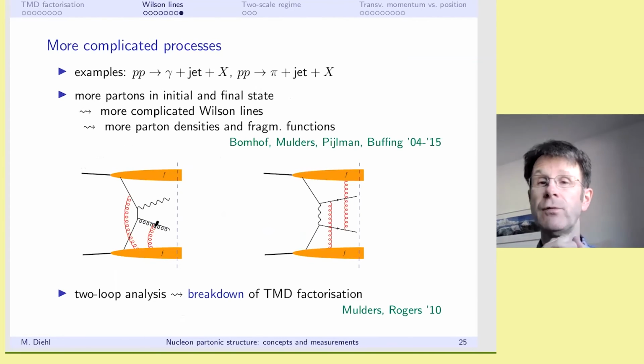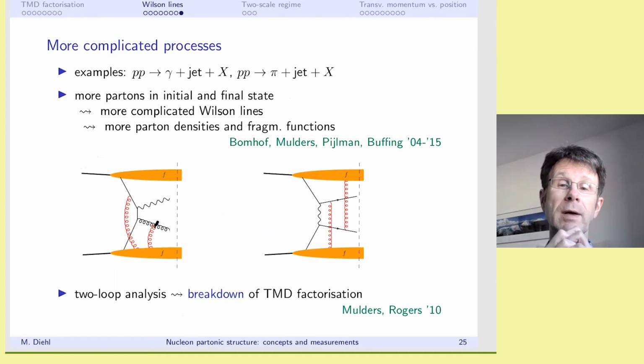So let me make just a few remarks about even more complicated processes. Even more complicated means processes in which you have colorful particles both in the initial and in the final state. An example is the production in pp collisions of a gamma plus a jet. So the jet is part of your hard scattering, like it's sketched here. Or instead of a gamma and a jet, you could look at a pion and a jet. The pion formation would be described by a fragmentation function.